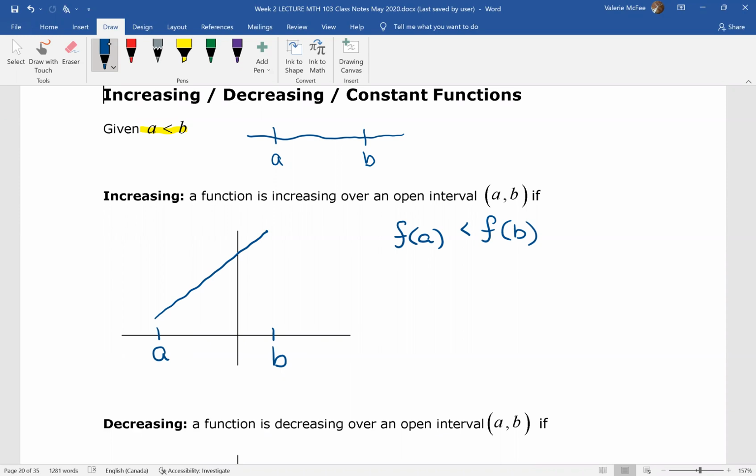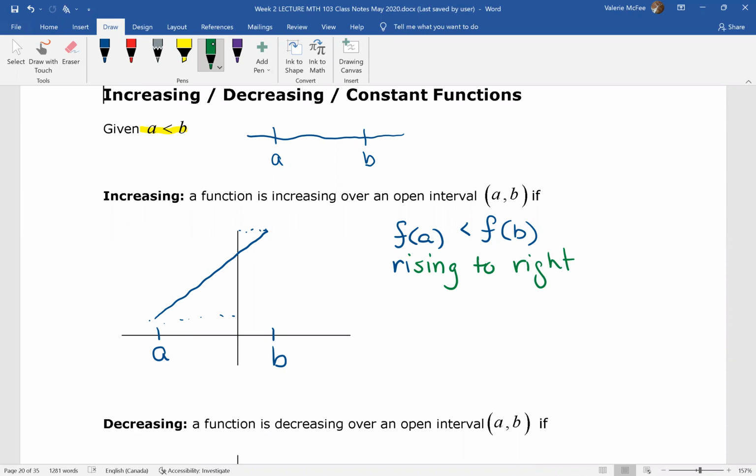Remember what that means. It means if the y value at A, so if this y value for A is less than the y value for B, when we look at it, we can see that it's rising to the right. So as you look at it from left to right, it's rising as you look to the right.